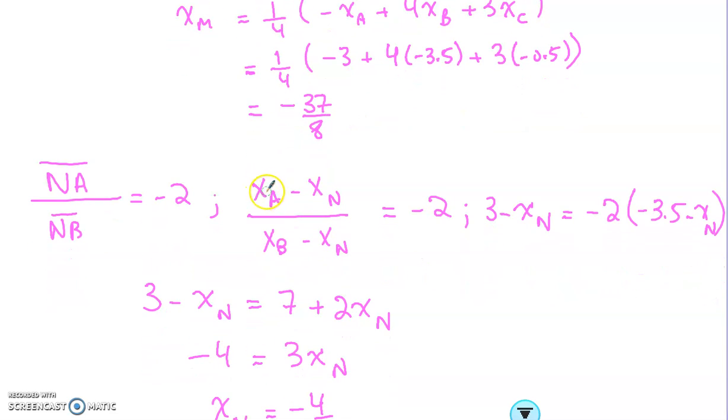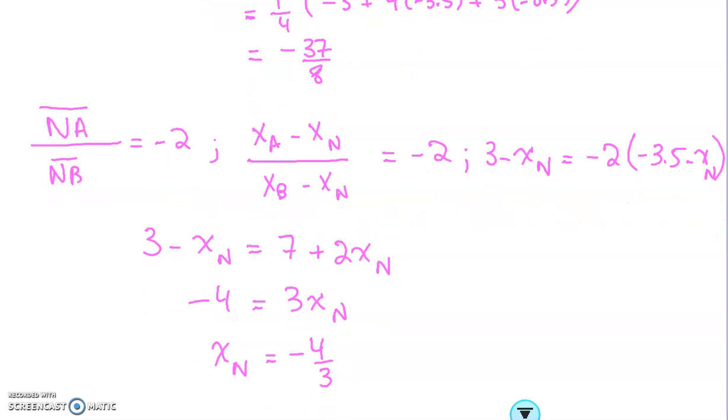Then I substituted the values of XA and XB and cross multiply. So you get XA minus XN equal minus 2 into XB minus XN. After you substitute the values of XA and XB, which are here 3 and minus 3.5, you do the calculations, expand and isolate xn on one side of the equation, and you get that xn is equal to minus 4 over 3.